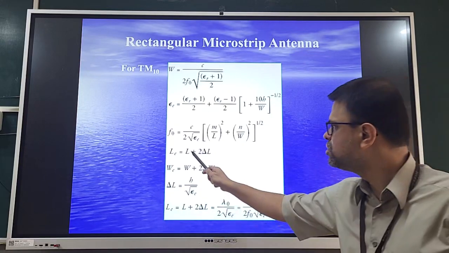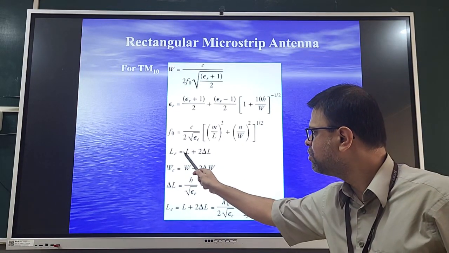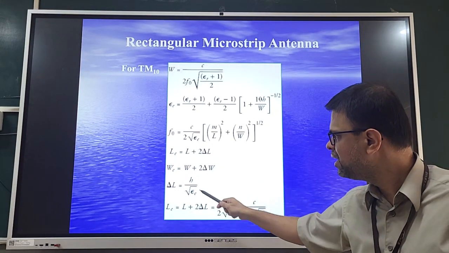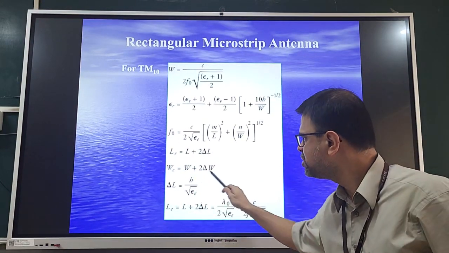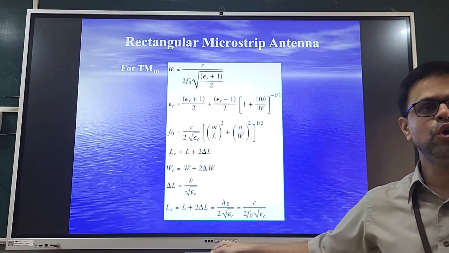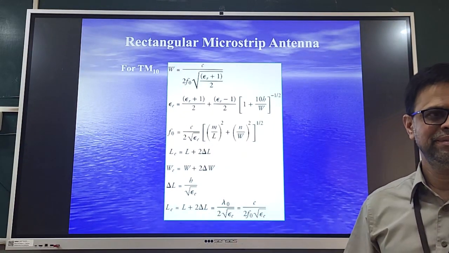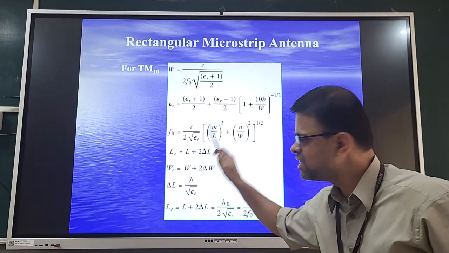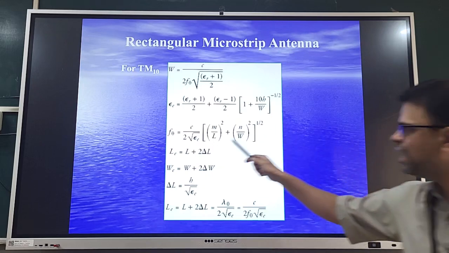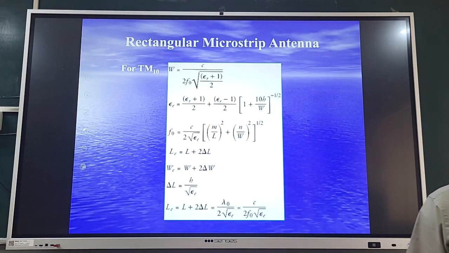What you will do using this equation, L is equal to Le minus 2 delta L. What is delta L? Is this. Don't consider this equation right now. Okay, this I have mentioned because if I want to design for 0-1 mode, this will be required. Don't consider this equation at this moment. So you have calculated L after subtracting 2 delta L from Le. So you have obtained L.